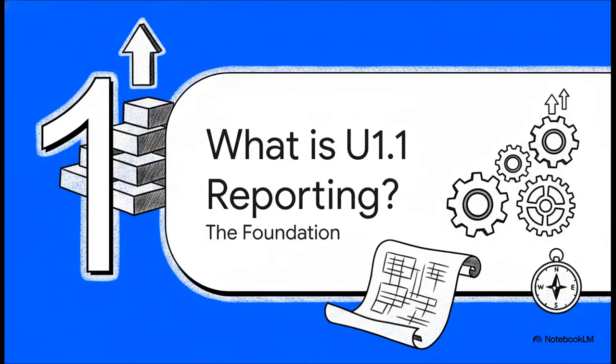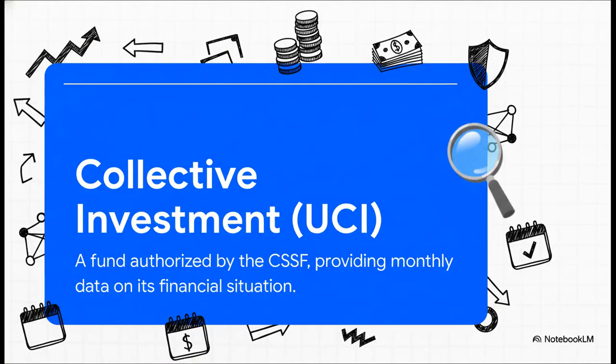Okay, first things first. Let's build the foundation. What is the whole point of this report anyway? Well, the report is all about something called an Undertaking for Collective Investment, or UCI. Essentially, this is just any fund that's been authorized by Luxembourg's financial regulator, the CSSF. So the U1.1 report is simply the way that fund gives the CSSF a required monthly snapshot of its financial health. The key word here is transparency.